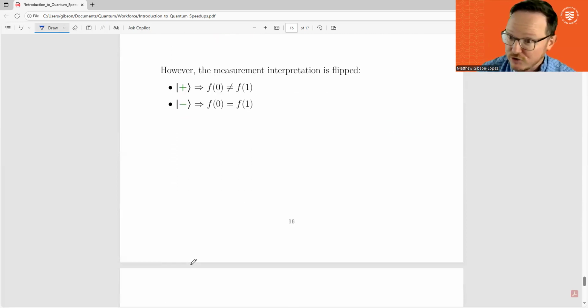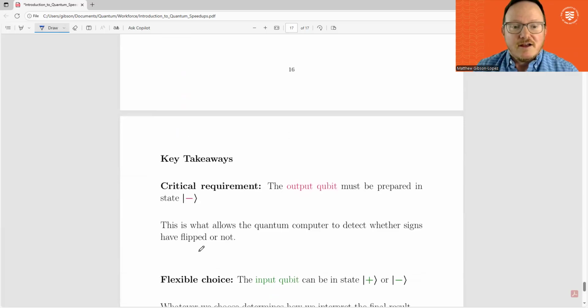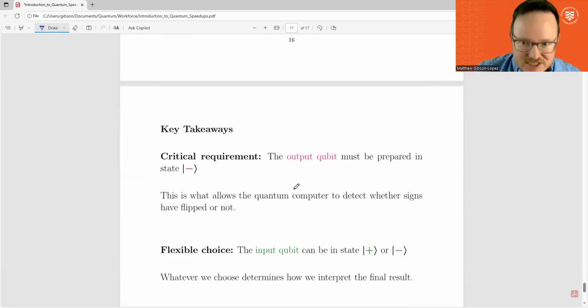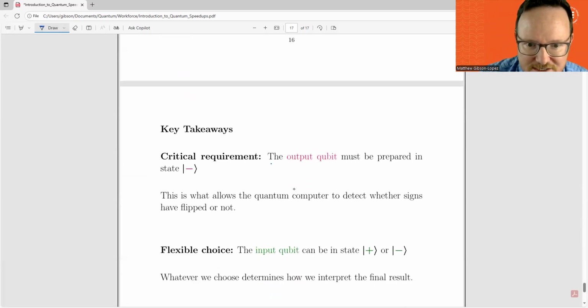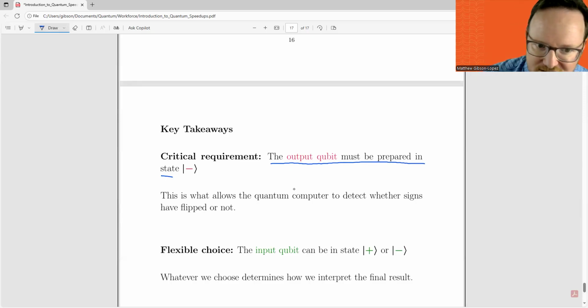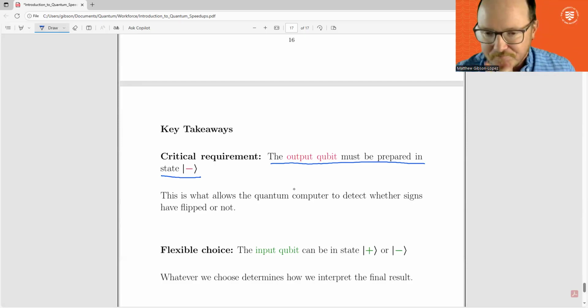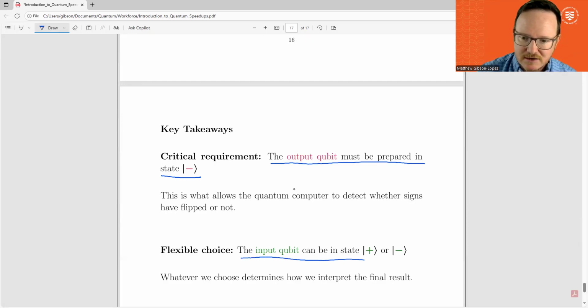Okay, so to conclude, the output qubit must be prepared in the state minus for this to work. If you prepare the output qubit in plus, it does not work. You won't be able to detect the change. The flexible choice is the input qubit. It can be in either one of the two superposition states, plus or minus. Pick your favorite way to go about it. Again, the textbooks will always tell you plus, but you can use minus.